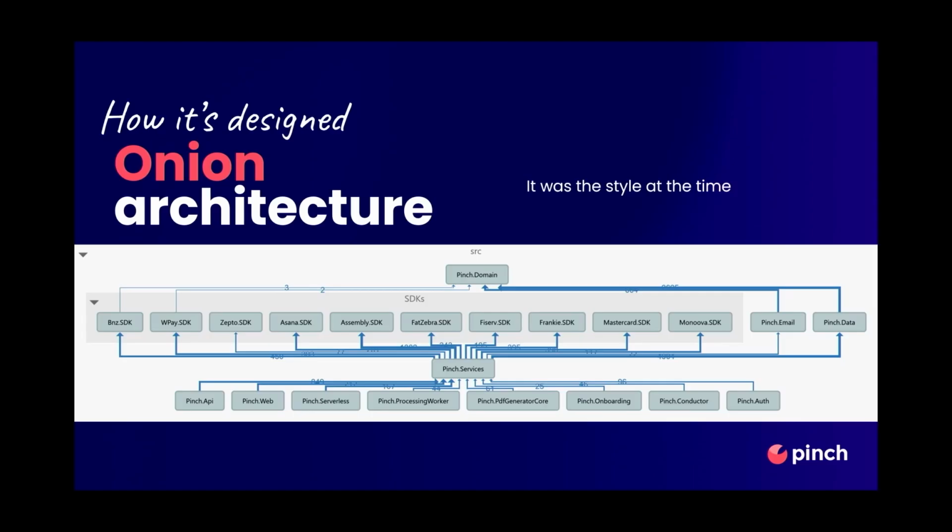So the UI layer goes to the services layer. The services layer then relies on your dependencies. So in this case, I've got a lot of SDKs, and then I have a data project and an email project. And then that data project holds all of our Entity Framework code, and that relies on our domain.